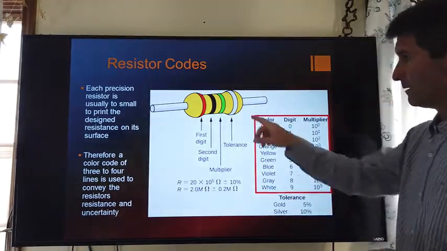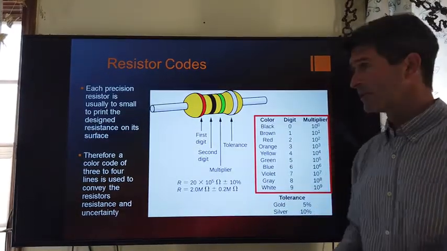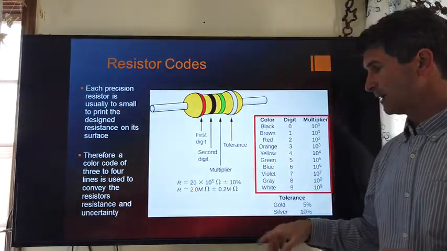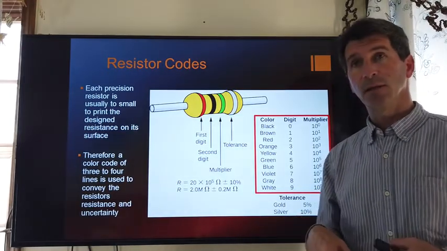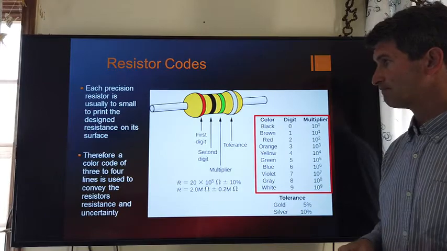Now the band right here is silver. That silver indicates a tolerance of 10%. That means that the manufacturer guarantees plus or minus 10%, which means that it is guaranteed to operate with resistance between 1.8 mega ohms up to 2.2 mega ohms.